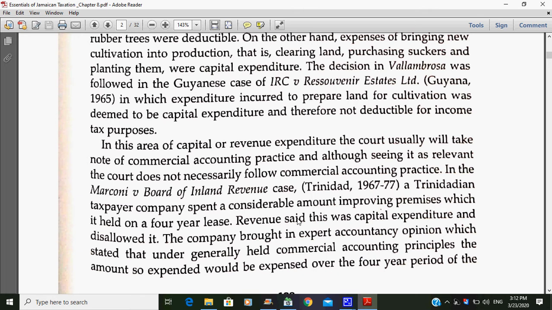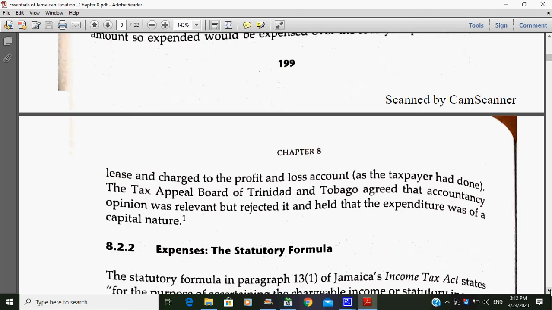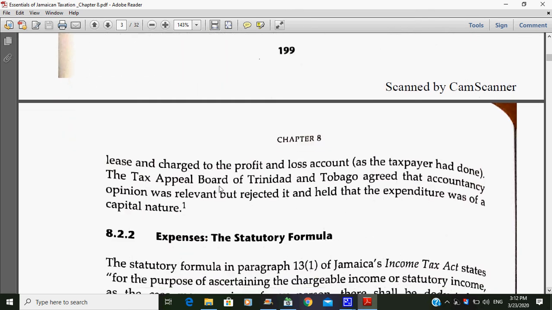Revenue said this was capital expenditure and disallowed it. The company brought in expert accountancy opinion, which stated that under generally held commercial accounting principles, the amount so expended would be expensed over the 4-year period of the lease and charged to the profit and loss account, as the taxpayer had done. The Tax Appeal Board of Trinidad and Tobago agreed that accountancy opinion was relevant but rejected it and held that the expenditure was of a capital nature.